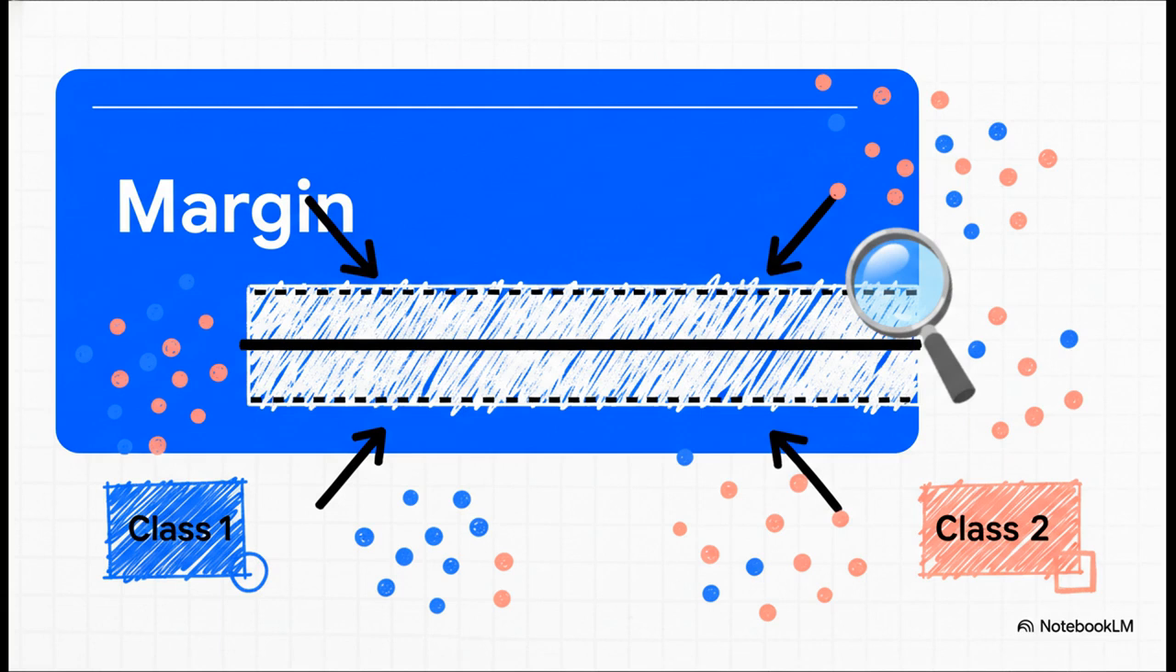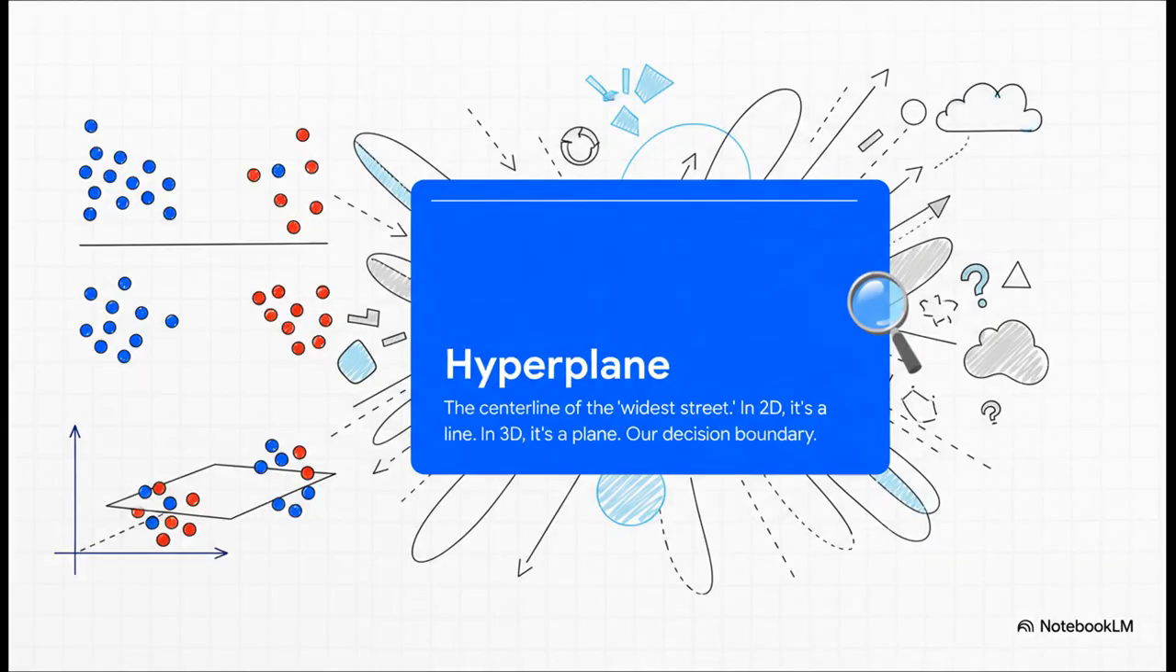The entire singular goal of the SVM algorithm is to find a dividing line that makes this margin as wide as it can possibly be. This whole focus on creating the biggest buffer zone is exactly why it's known as a maximal margin classifier. And that line running right down the middle of our super wide street, that's our hyperplane. That's the final decision boundary.